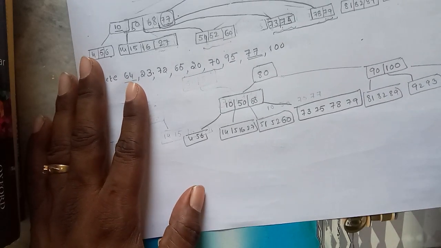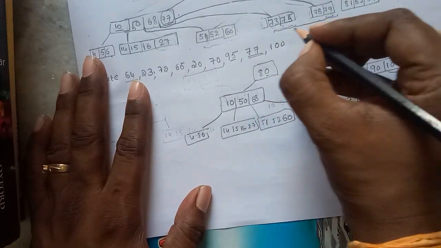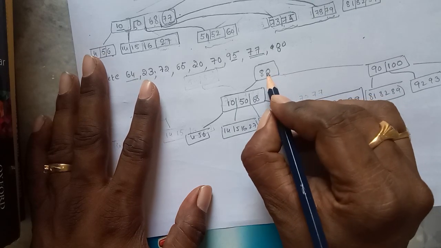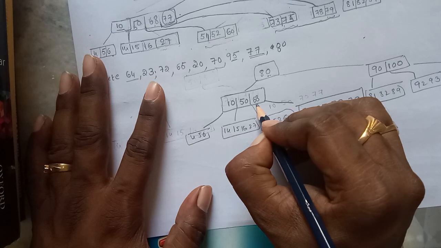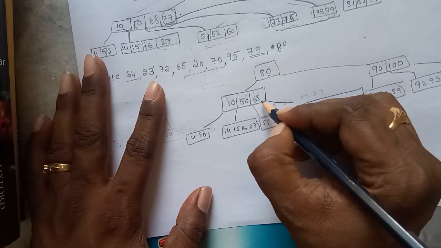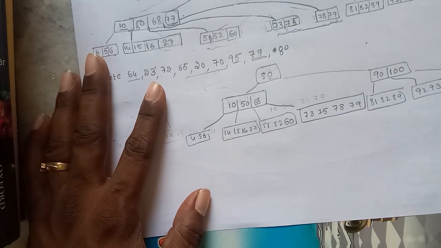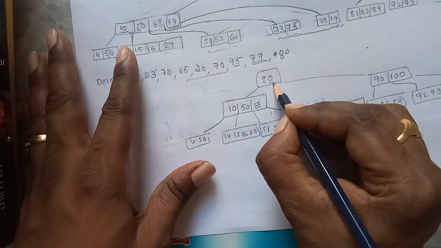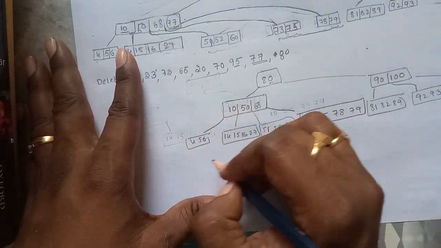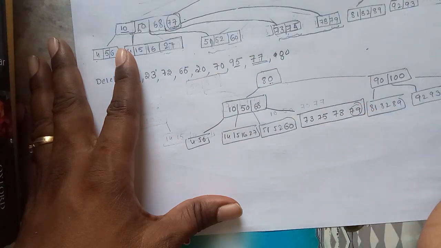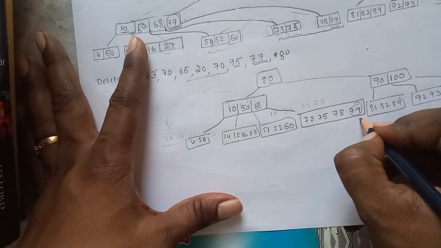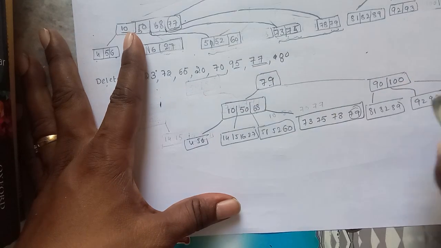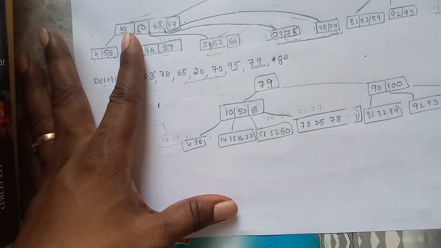Okay, before removing 100, first check the root case. Suppose we remove 80. 80 is the root node. To remove 80, 80 is replaced with the largest element on the left side or the smallest element on the right side. The largest element on the left side is 79. It contains 4 keys, so no problem. Simply remove 80 and place 79. And here also remove 79.